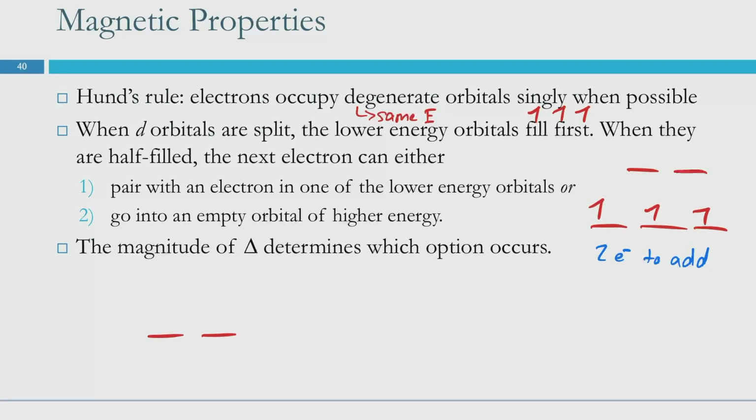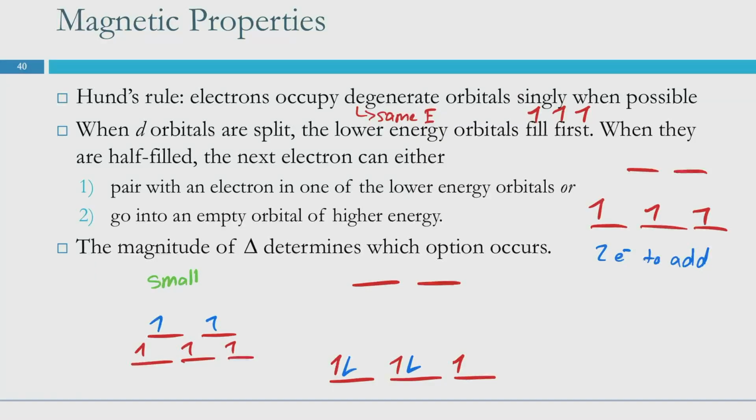So if they are not very far split, they'll just go ahead and waltz upstairs and they'll fill in those upper energy levels. If we've got a really large splitting energy though, then it's just favorable for them to go ahead and pair. It's a little bit unfavorable for them to be paired, but it takes a lot more energy to get into this upper energy level. So our example here on the left would be a small delta. Our example on the right would be a large delta.